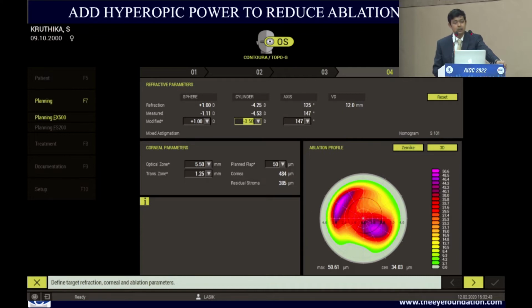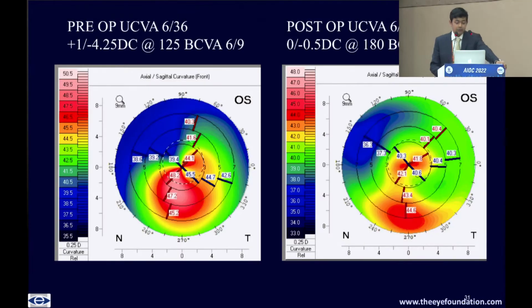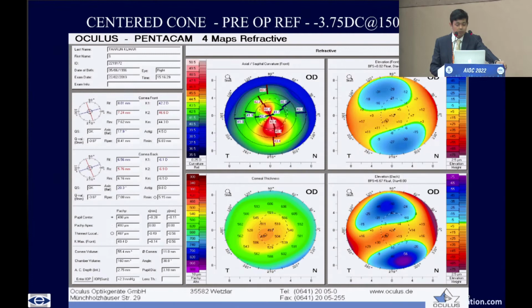Now these are patients who have a slightly higher IS asymmetry, and these patients may accept a low grade of hyperopia. You can add that a little bit to reduce the amount of central ablation. This is just one such patient who had a slight amount of hyperopia and had a very good outcome. But I'll also show a couple of examples of what challenges there can be.